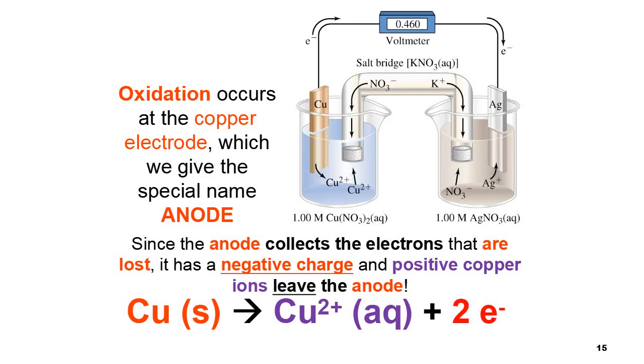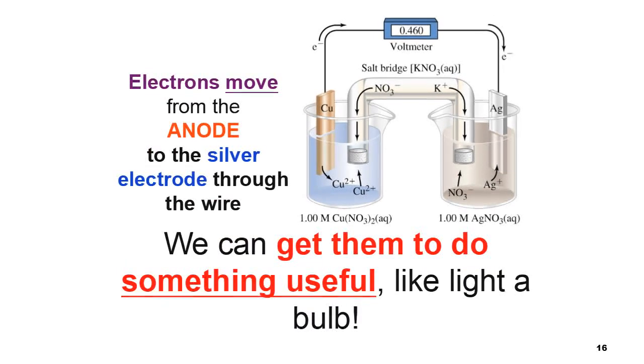During the process, oxidation occurs at the copper electrode, which we give the special name anode, since the anode collects the electrons that are lost. It has a negative charge and positive copper ions leave the anode. Please note that electrons are moving from the anode to the silver electrode through the wire. From here we can get them to do something useful, such as lighting a bulb.